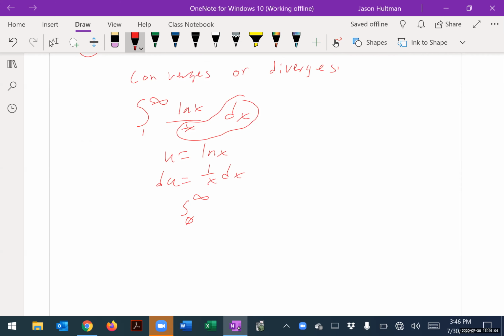If I change the limits of integration to u, you know what? I don't want to do that. I'm going to change everything back to x so I don't have to change the limits, because I want to keep the limits the same. I don't want to go to 0 because that might make things go to infinity when I don't want them to. Okay, so let's see what we get here. So this is just going to be the integral of u du.